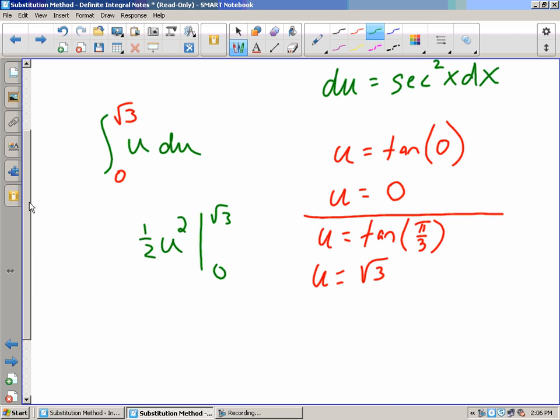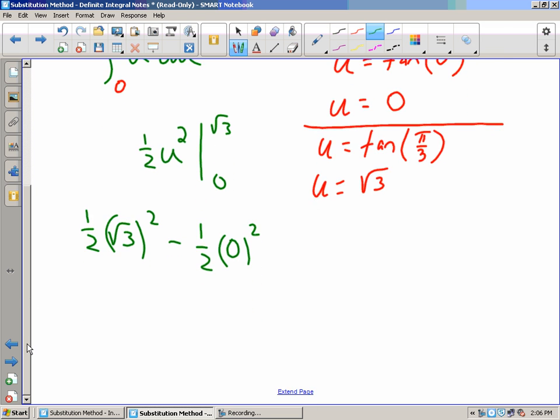Next, we'll plug in our limits. So we have 1/2 times radical 3 squared minus 1/2 times 0 squared. Now we can see this second half is going to go to 0, so the first half, radical 3 squared, is 3, times 1/2, gives me 3 over 2.